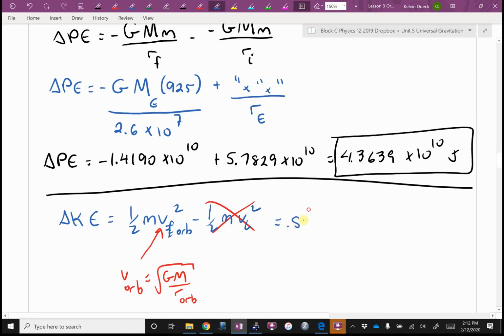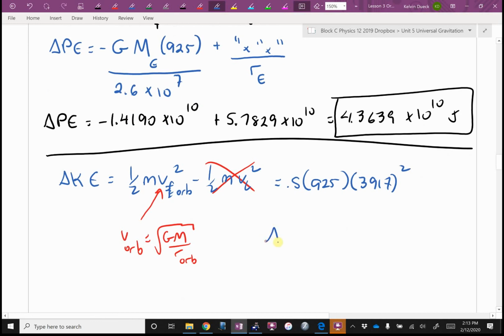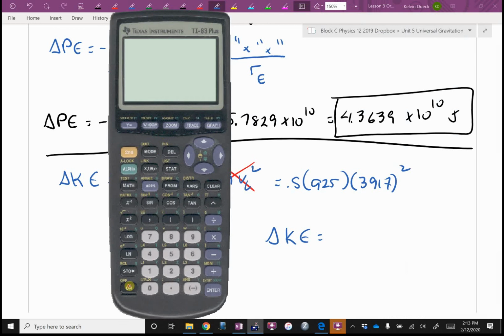It's going to be a half. Which m? Mass of the Earth or mass of the satellite? 925. v was 3,917 squared. What's the change in kinetic energy? Do you get 7096? Oh, do you get that? That's 7.096 times 10 to the what?